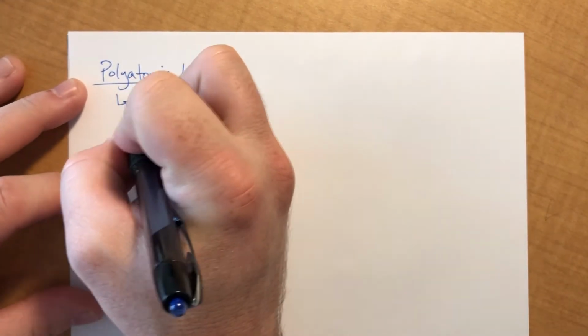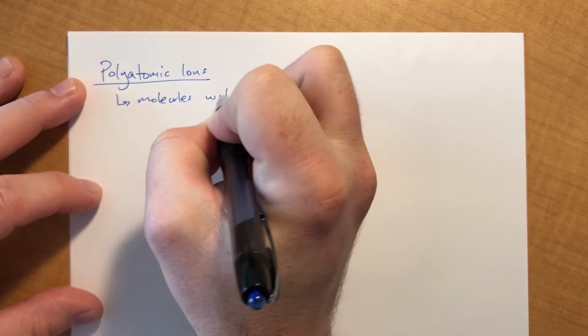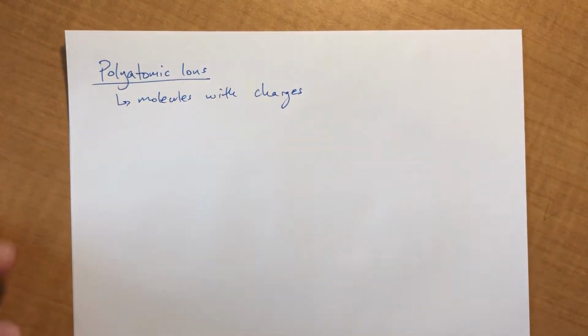Okay, in the past couple videos we've been talking about ionic compounds and how to name them. We talked about transition metals and their Roman numerals. Now we need to talk about the idea of polyatomic ions. These are essentially molecules with charges. So instead of having individual atoms that have charges, we have molecules that have charges.